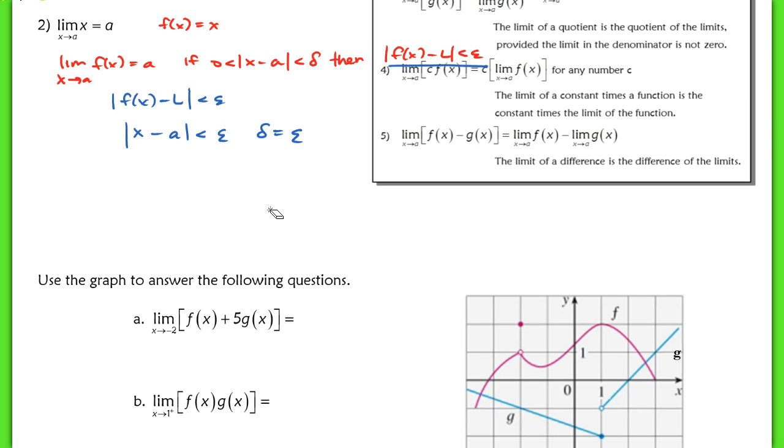So what that's really stating is that you can choose any delta that you like. So if the distance between x and a is less than any delta that you choose, then the distance between your function and your limit will always be less than epsilon. Now, if we make some substitutions, we can see that this is true because we end up with x minus a, right? f of x was x, our limit was a. We have x minus a is less than epsilon. We know this has to be true because delta and epsilon are equal to one another. So we have proven now that the limit as x approaches a of x is equal to a.